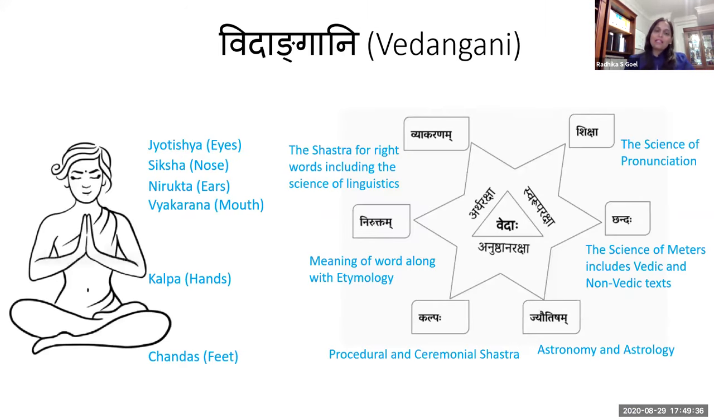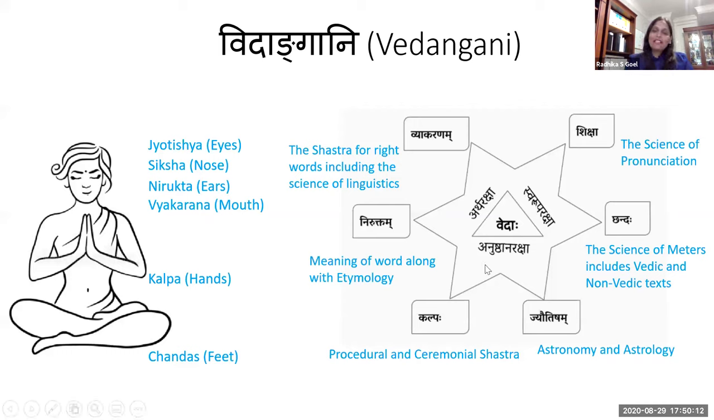And Niruktam is the etymology, the origin of the words. If you see here, Vyakaranam, in the Veda Purusha, translates to the mouth, and Niruktam translates to the ears, because of etymology. When you're telling the words right, that is Vyakaranam. And of all of that, Vyakaranam is supposed to be the most important Vedanga. It helps us understand all the Shastric knowledge that is out there.